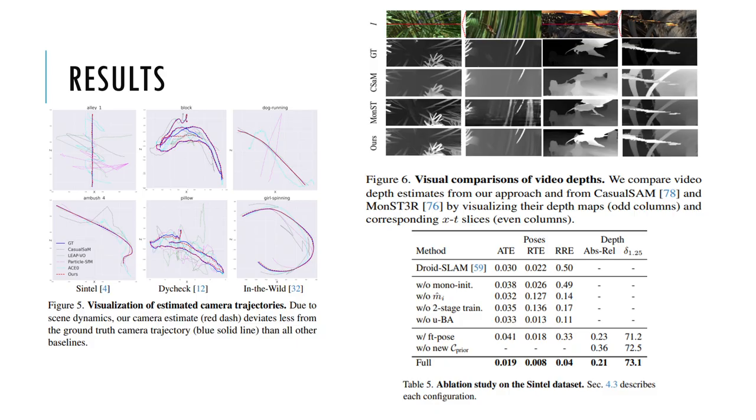This is the ablation study on the Sintel dataset, without mono initialization, without MI, and without two-stage training, meaning static training and dynamic training. The first stage is static training, the second stage is dynamic training. The first training will give the pose, depth map and focal length, which is iterated over, and the second step will give the motion probability mask.